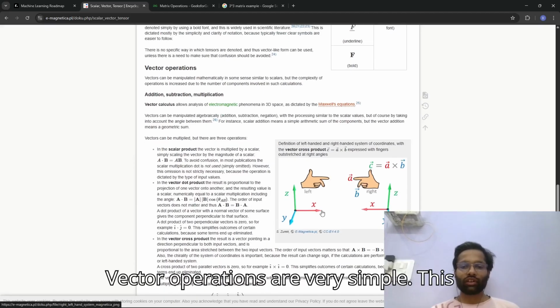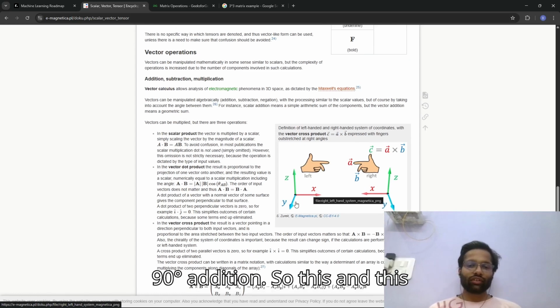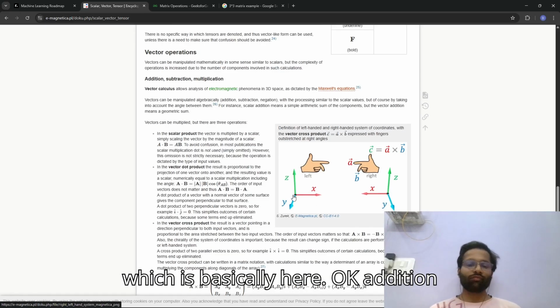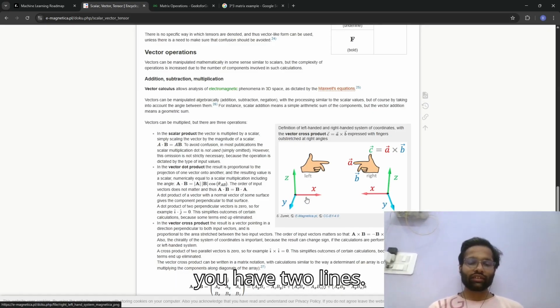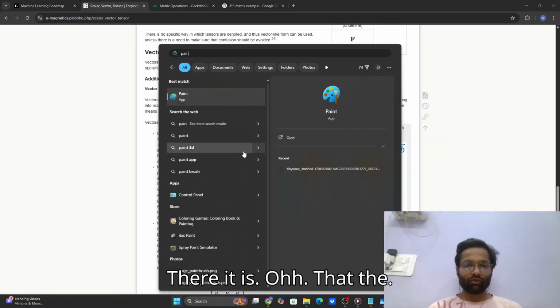Vector operations are very simple. This cross this will go in that direction, 90 degrees. Addition: this and this will be the vector addition of that. The addition rule is very simple, like if you have two lines.